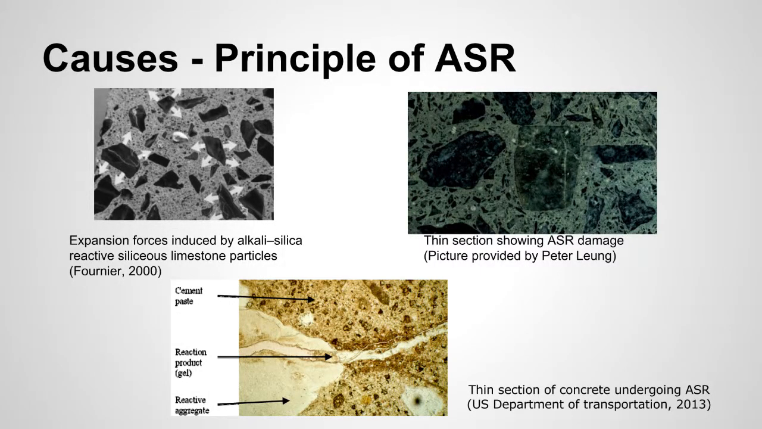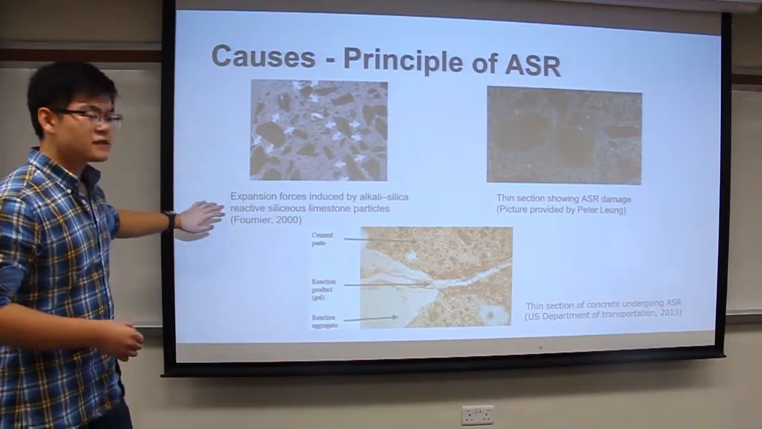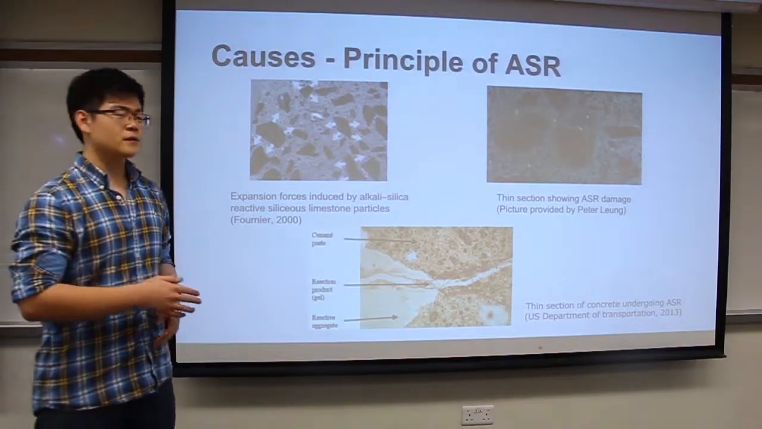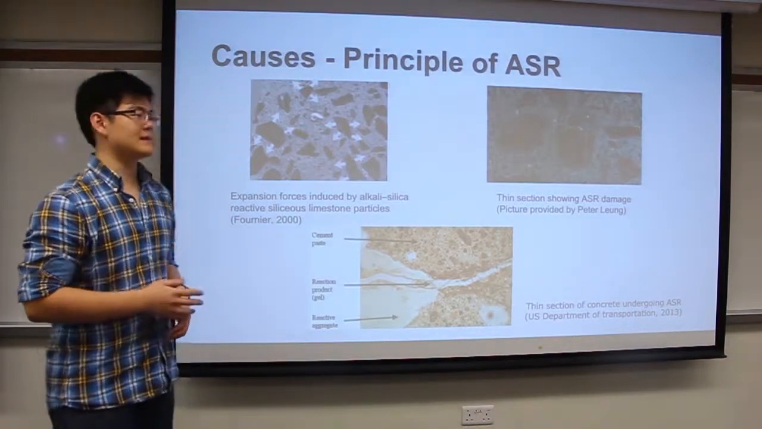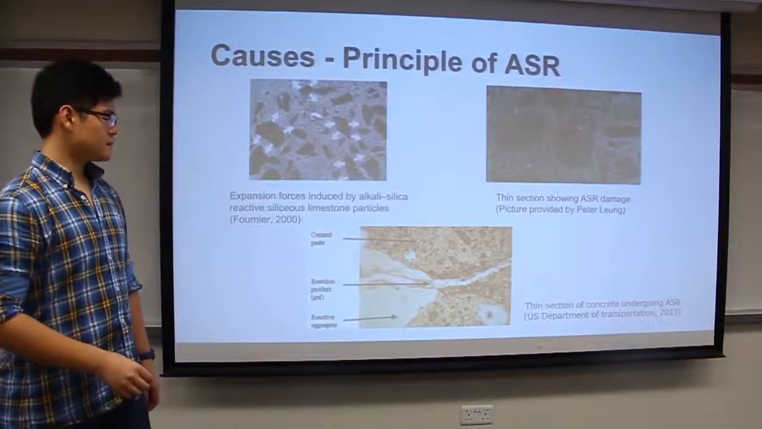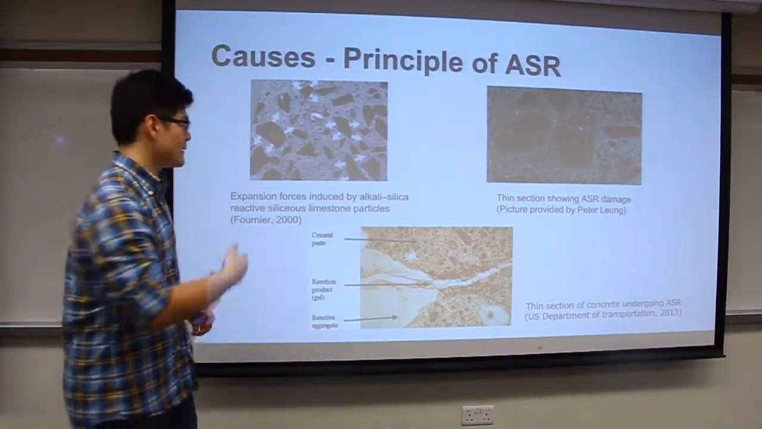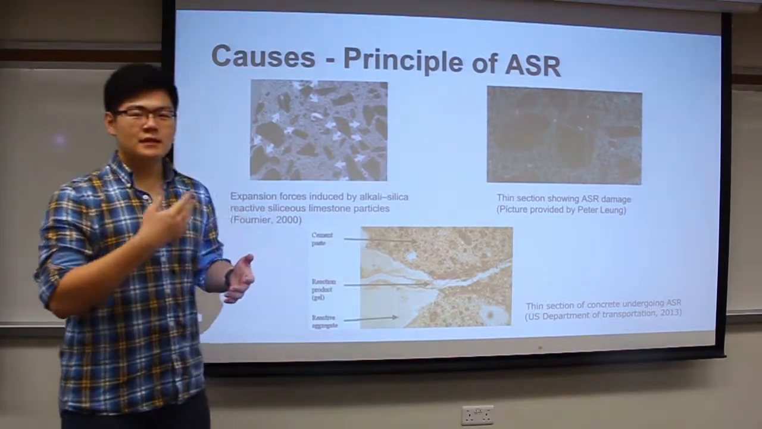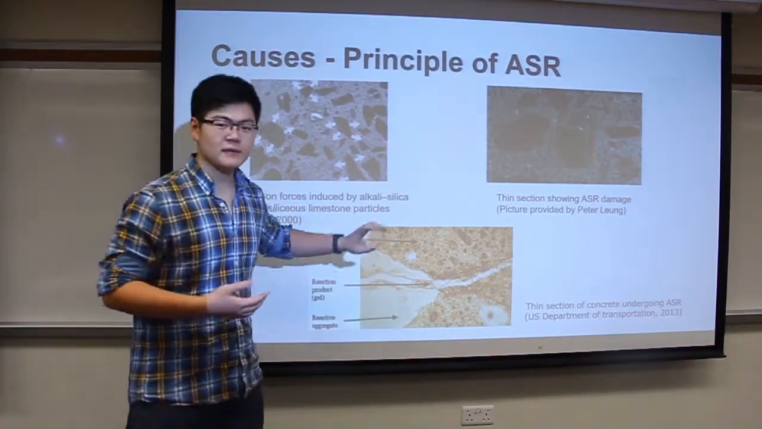And there are some microscopic views of ASR. This picture shows the expansion force induced by alkali silica reactive siliceous limestone particles, which causes cracking of the particle and surrounding cement paste. And this is a thin section showing ASR damage. And this picture shows a flint sand particle embedded in cement paste. The flint particle reacted, expanded and cracked, and the crack extends out into the cement paste.